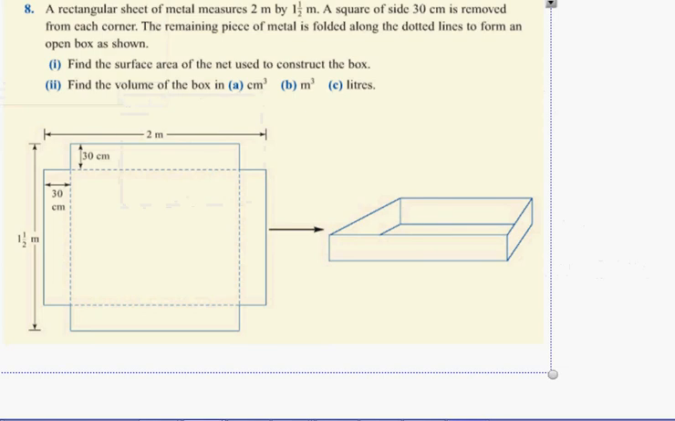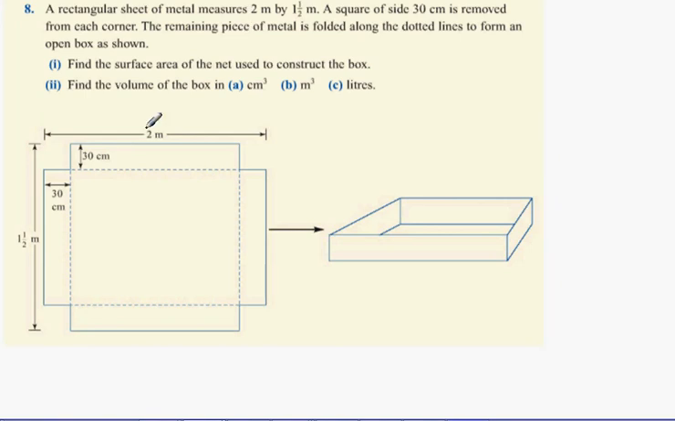Lads, a rectangular sheet of metal measures 2 meters by 1.5 meters. A square of side 30 centimeters is removed from each corner. The remaining piece of metal is folded along the dotted lines to form an open box as shown. Find the surface area of the net used to construct the box.